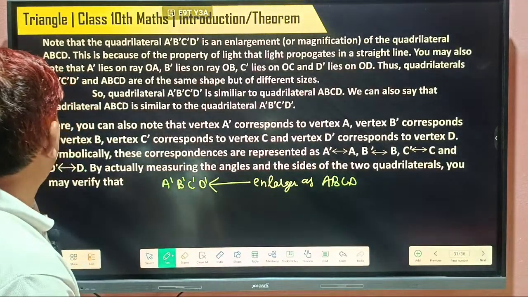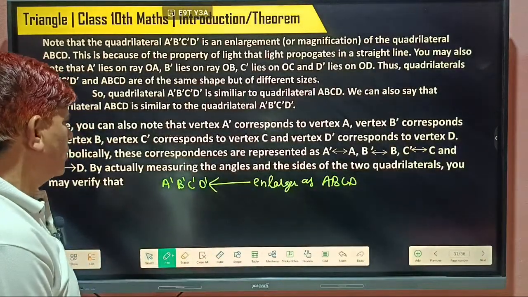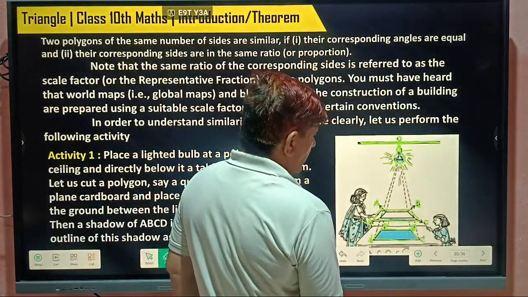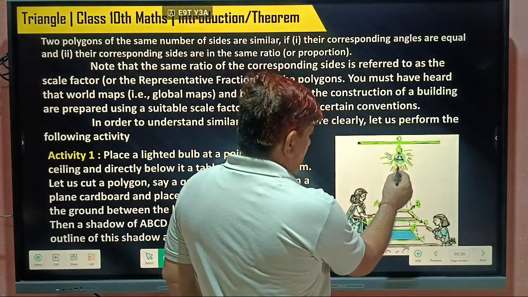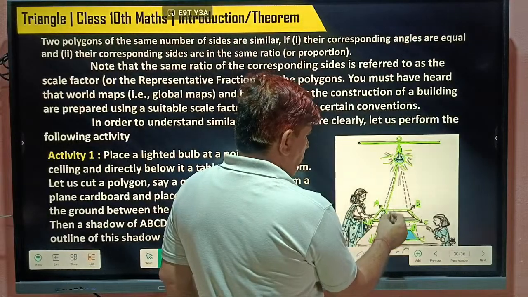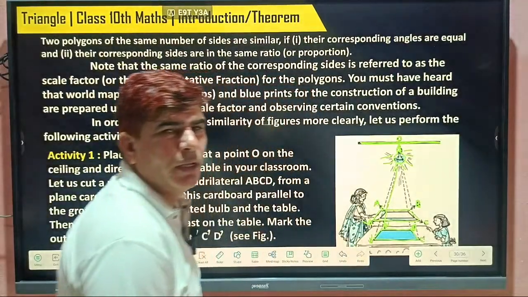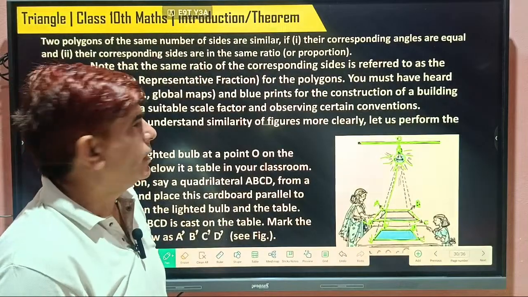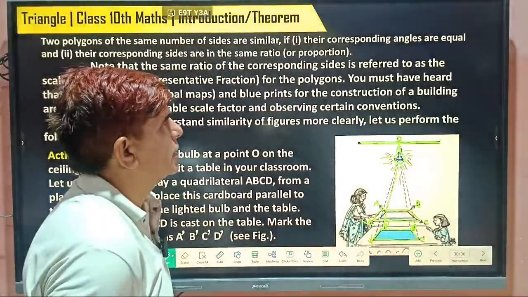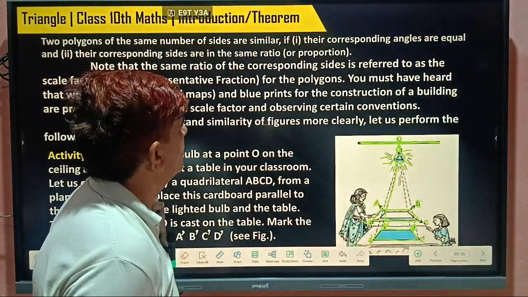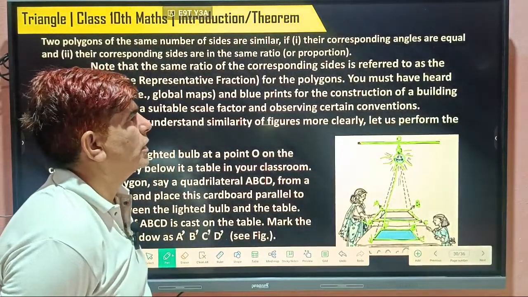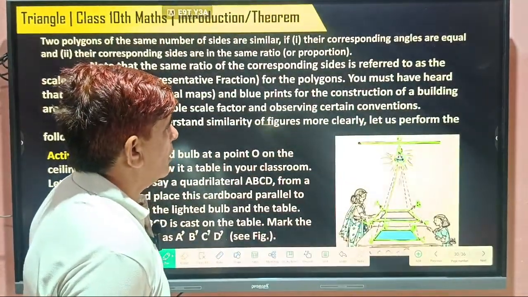So you may also note that A lies on a ray. One ray is coming like this. This is OA, and where does it go? OA dash. Similarly OB dash, OC dash, OD dash. Note that the same ratio in the corresponding sides is referred to as the scale factor. You must have heard of the world map, global map and the blueprints for the construction of a building.